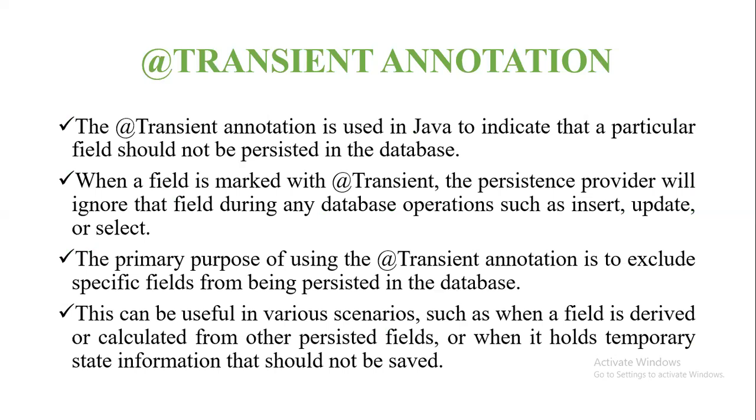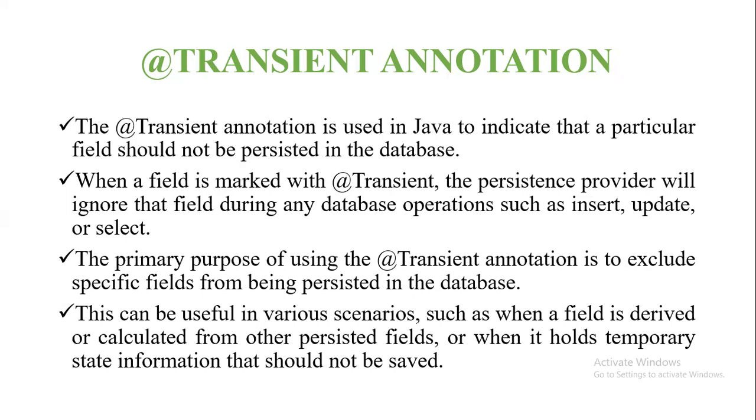So as we know very well, a database consists of entities, and an entity consists of some set of fields or attributes. We do not always use all the fields. Some may be used, some may not be, so we need to decide. So we can ignore the field based on this annotation, that is @Transient. When a field is marked with @Transient, the persistence provider will ignore that field during any database operation such as insert, update, or select.